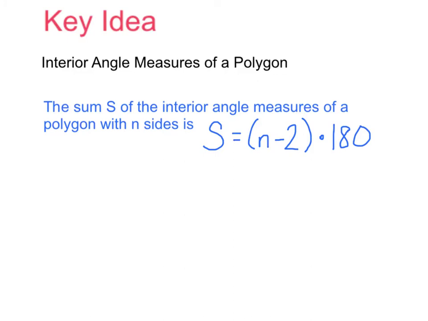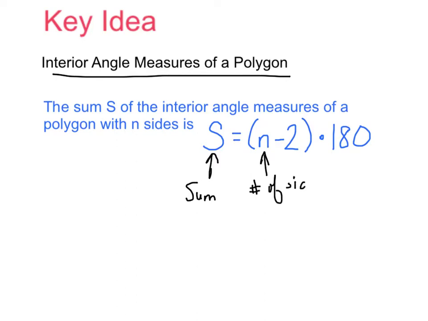Here's the only key idea you have today. Interior angle measures of a polygon. Now this is any polygon. The sum, S, so S stands for the sum of the interior angle measures of a polygon with n sides. So this right here, n, is the number of sides. And then you take that and you times it by 180. So S equals, to find the sum, we take the number of sides, subtract 2, and whatever you get, you take that times 180.